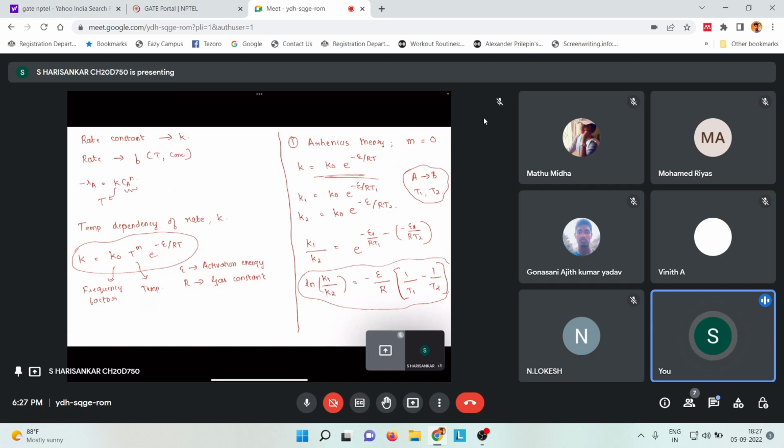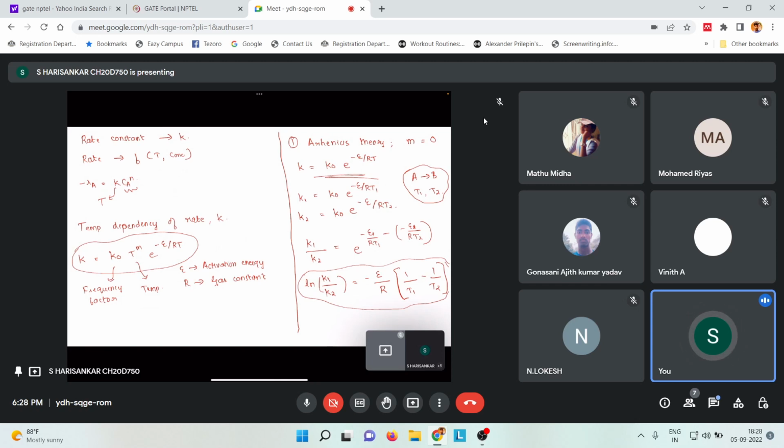So I'll just repeat it again. We are just taking two rate constants of the same reaction, but with the reaction happening at different temperatures, let's say T1 and T2. So we will have k1 is equal to k0 e raised to minus E by RT1, and k2 is equal to k0 e raised to minus E by RT2. We can divide these two equations and take the logarithm, and we'll get the final expression: ln k1 by k2 is equal to minus E by R, the whole into 1 by T1 minus 1 by T2.